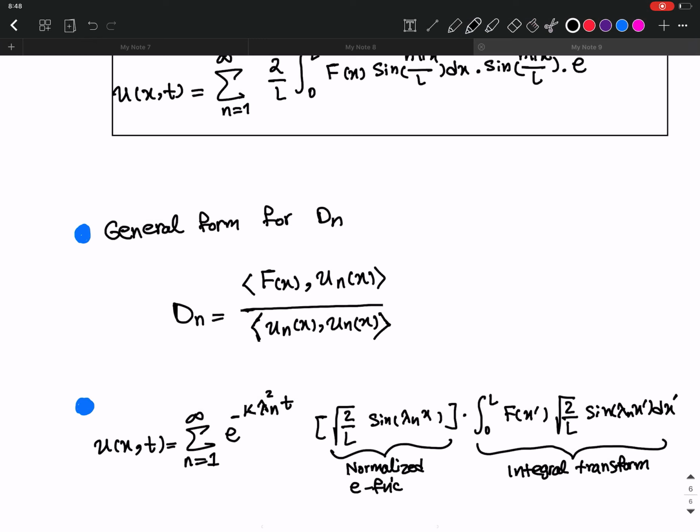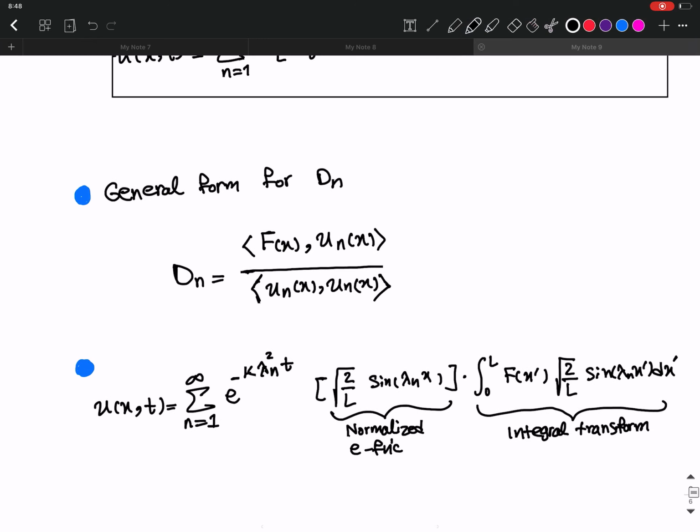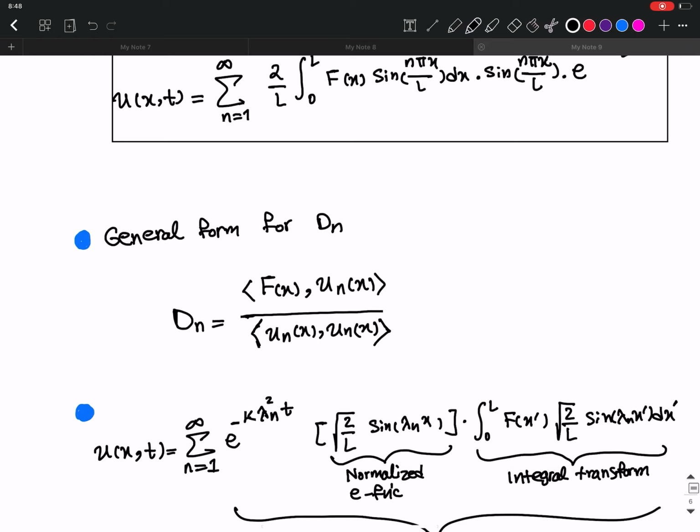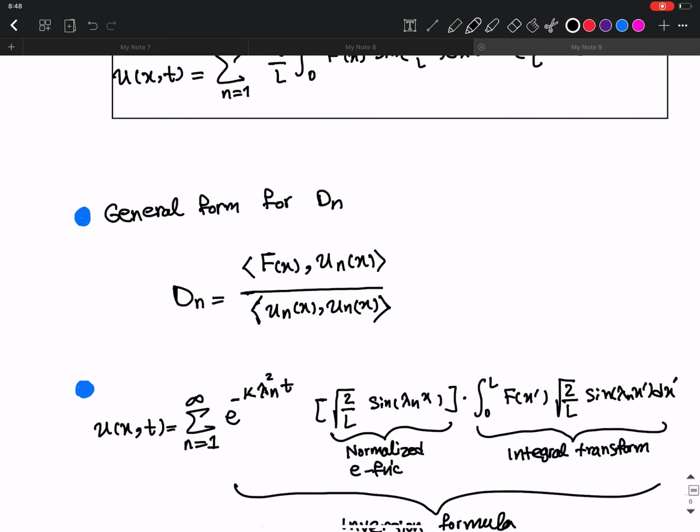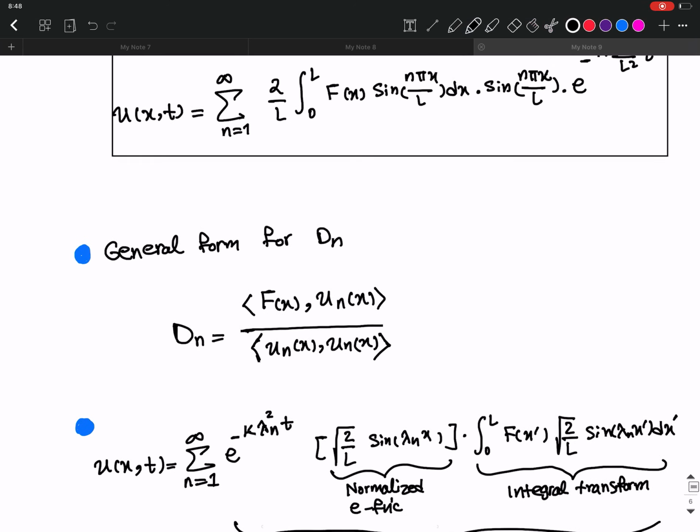So this is the integral transform that is shown here, and then the whole thing here is called the inversion formula. So we are going to show that we can get the same solution here by doing integral transformations, or complex Fourier series, these kinds of things, and we can get exactly the same solution as here. Okay, so that is for the next topic.